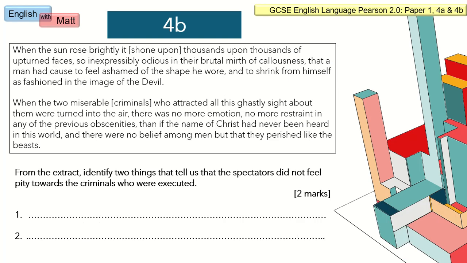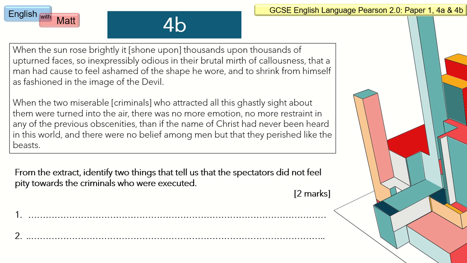Like I said, the challenge often comes with 4B. Even though this is still 2 marks, some students are still a bit confused sometimes between the differences between these 2 questions. So for 4B, the question is a bit more focused. Identify 2 things that tell us that the spectators did not feel pity towards the criminals who were executed.